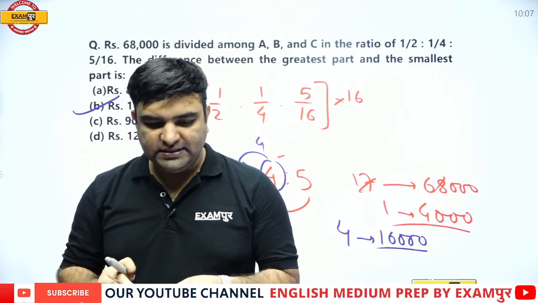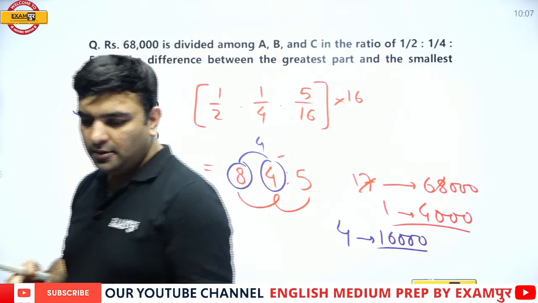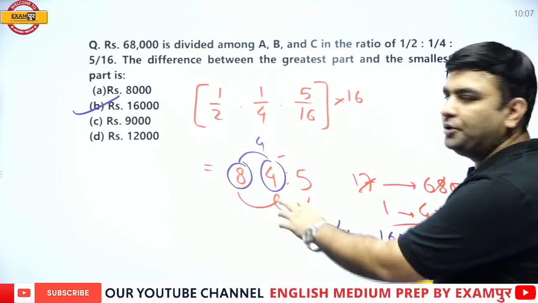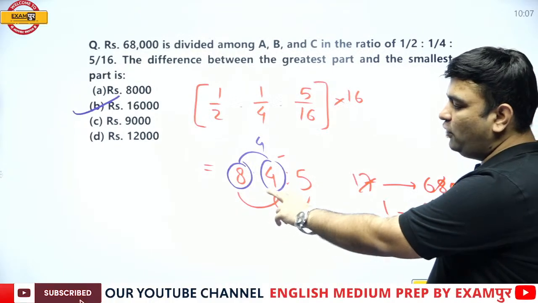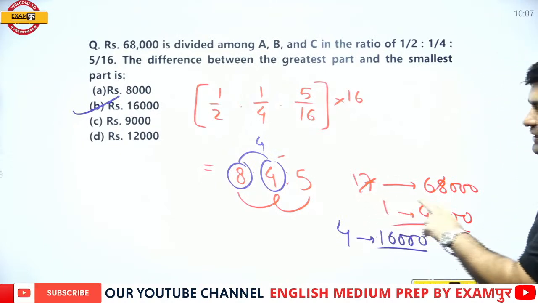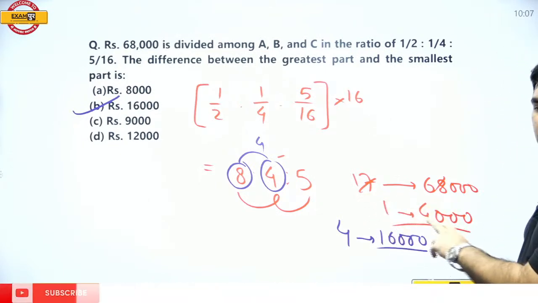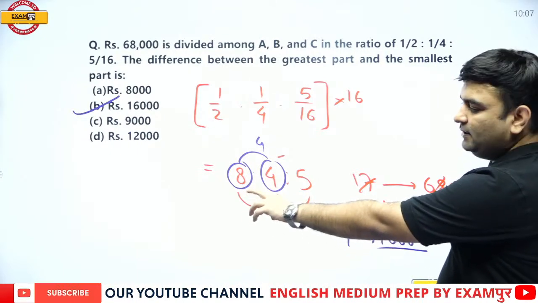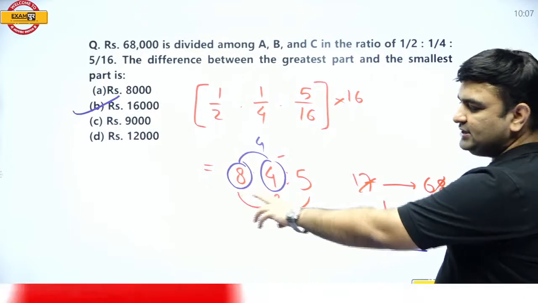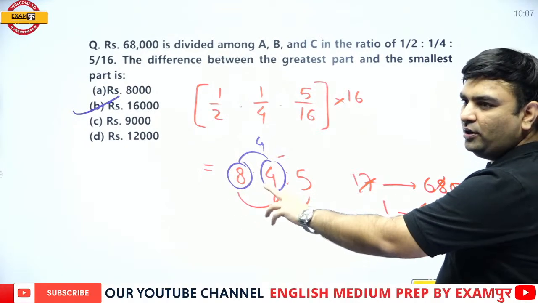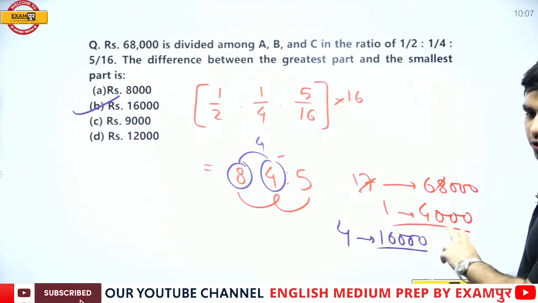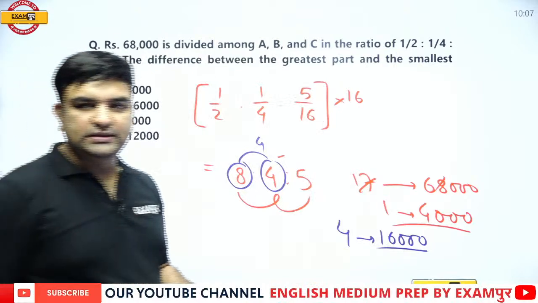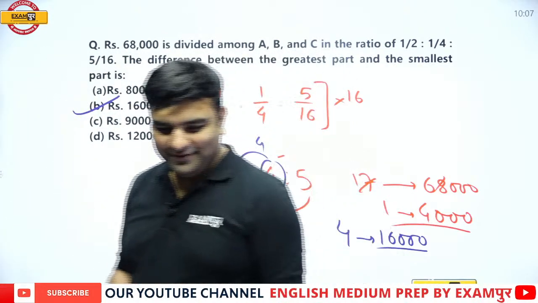Is it proper now? So according to the ratio, the total was 17. 17 is given as 68,000. 1 is equal to 4,000. The difference between the greatest and the smallest is 4. Greatest is 8, smallest is 4. So if 1 is 4,000, then 4 is 16,000. Clear? Good.